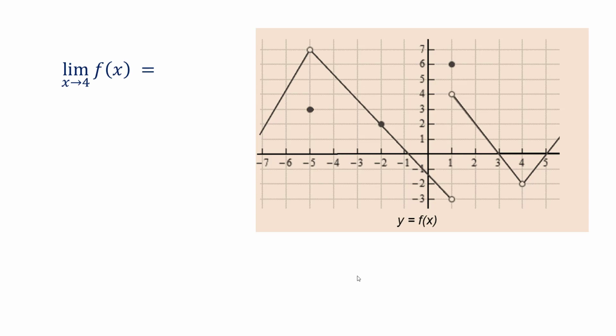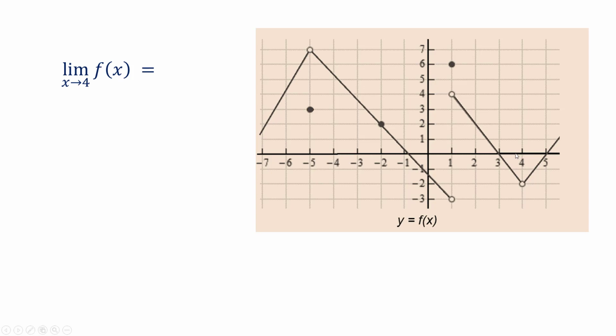Let's see the next question. What is the limit of this function as x approaches 4? We know that as x approaches 4, x can be on either side of 4. x can be on the left side of 4, and also x can be on the right side of 4. To find the answer of this limit, we need to find the left limit and right limit, and then we can answer this question. Let's first find the limit of this function as x approaches 4 from the left.